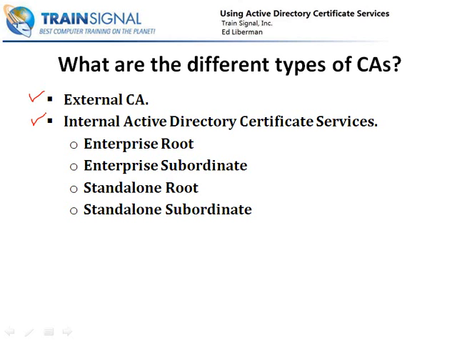Now, besides the external CA, we also have internal CAs, and the internal CAs are done through Active Directory Certificate Services. When you implement Active Directory Certificate Services, you have 4 different types of CAs that you can create. You have what's called an enterprise root, and you'll notice that 2 of the CAs say enterprise and 2 say standalone, and 2 say root and 2 say subordinate. So really what we need to do is define enterprise versus standalone, and then define root versus subordinate.